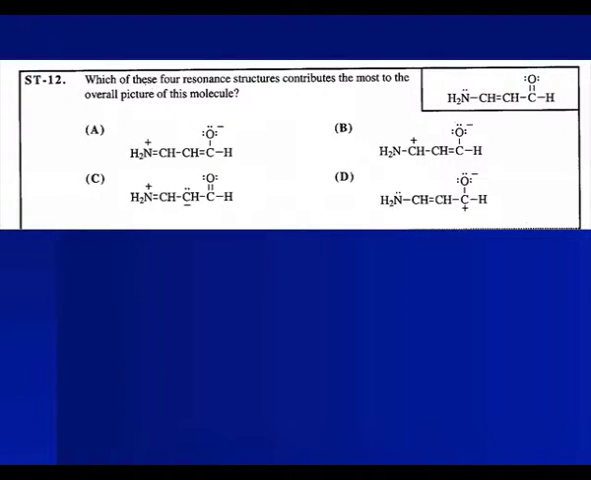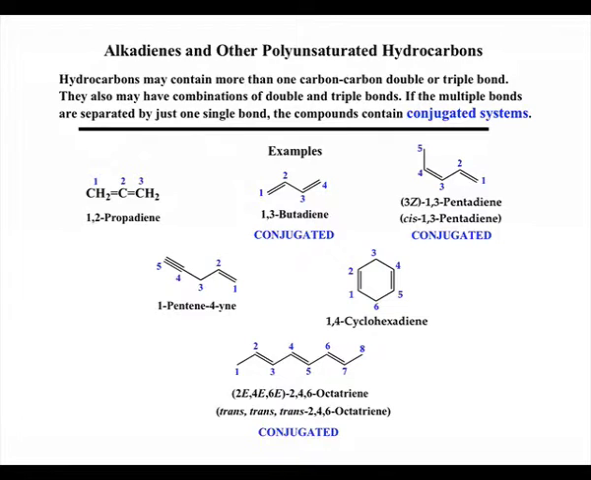Which of these four resonance structures contributes the most to the overall picture of this molecule? So the molecule showing up there in the upper right. What do you think? You think D? You meant A? Okay, all right. Why is it A and not D? Ah, there we go. Yes, it has to do with the octet rule. That's exactly right.